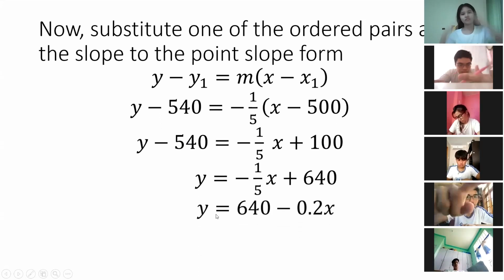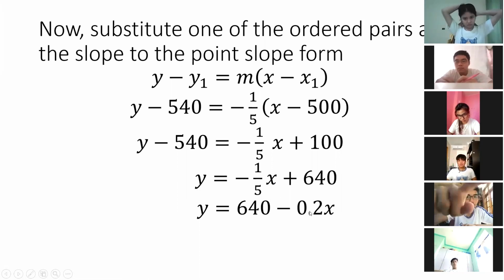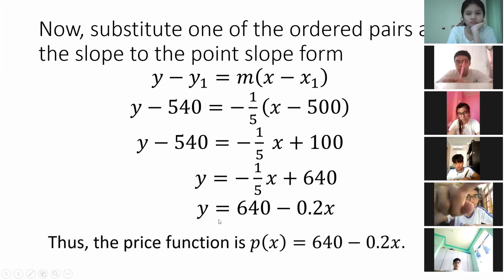Or you can simply change the arrangement of the values. Instead of writing the x first, you can write the positive value 640, then followed by the decimal form of negative 1/5, which is 0.2x. Pwede ra gyapon na siya, class. Or you can change the y. Since a while ago, the price function is illustrated by P of x, so just change the y to P of x, and then just copy the right side of the equation.